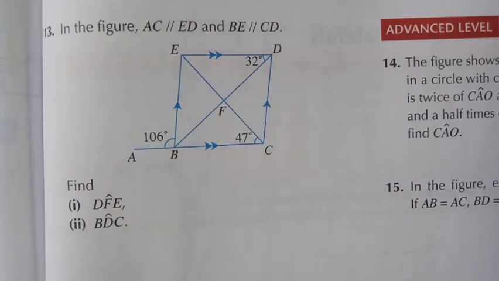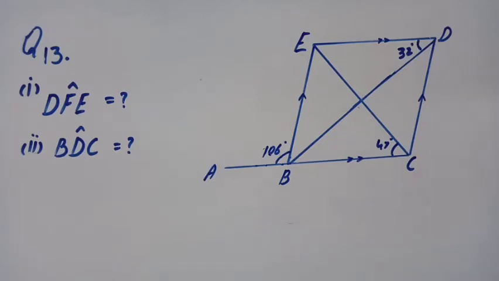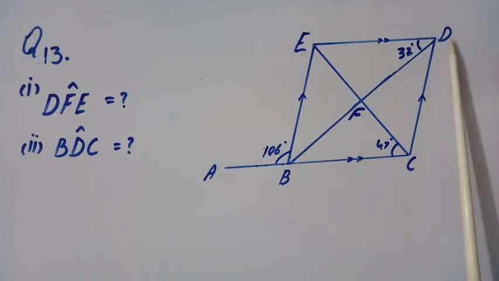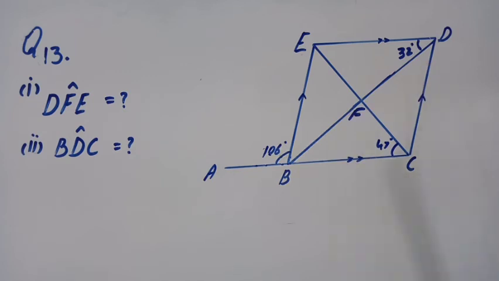Now we work out on this question. This is question number 13, where ED is parallel to AC and BE is parallel to CD, we have to find out DFE. And in second part we have to find out BDC. This angle we have to find out. Now we do working for the part 1.